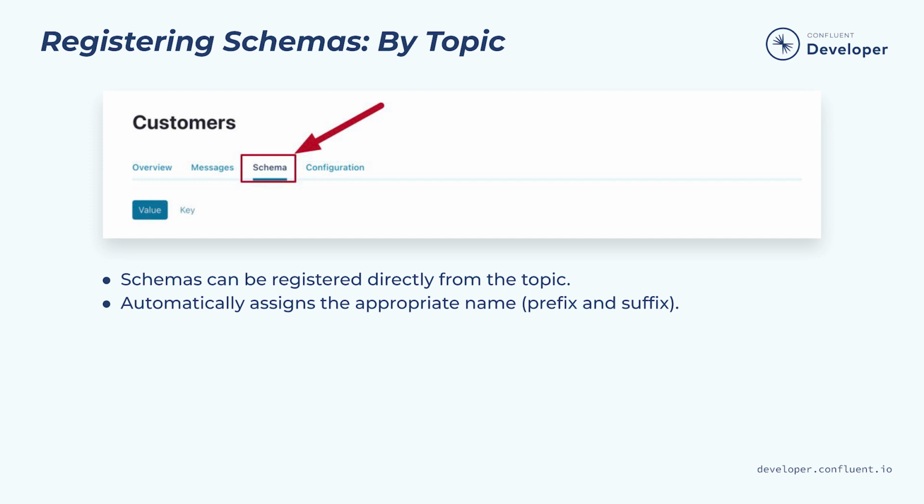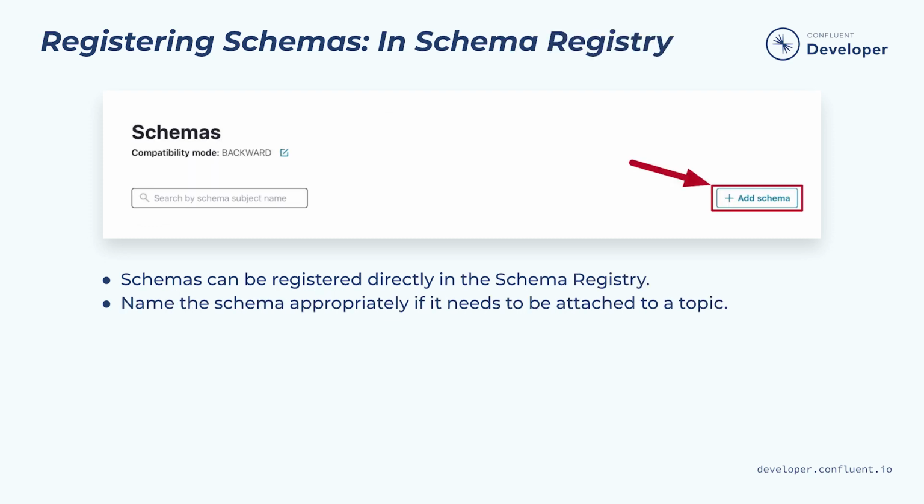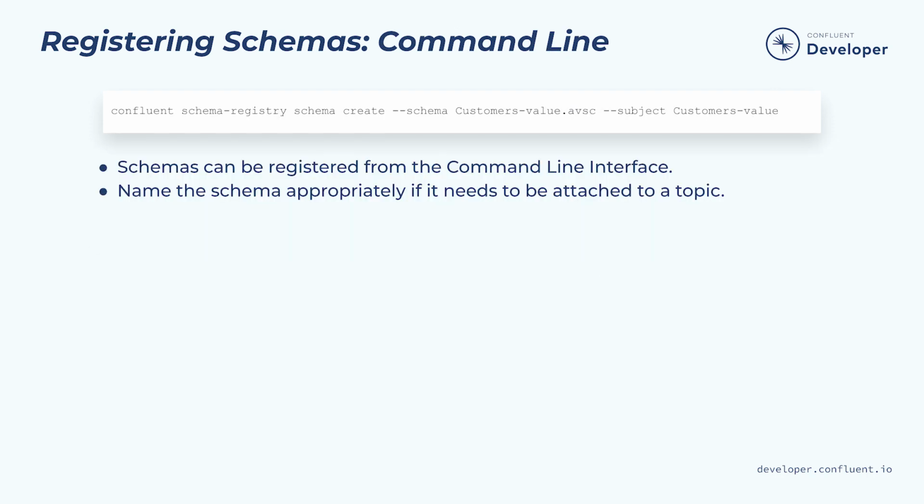There are three primary ways to add a new schema. It can be added directly to the topic through the UI. This will automatically name the schema appropriately. Alternatively, we can add the schema directly to the registry through the UI. In this case, we'll need to be careful to name the schema appropriately if we want it to be associated with a specific topic. Finally, we can use the command line interface to add a new schema. Once again, if we choose this option, we'll need to be careful how we name it.